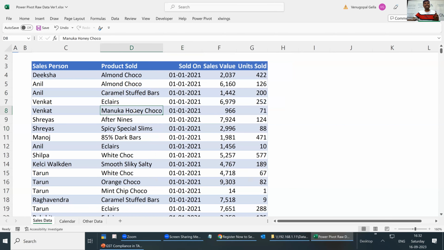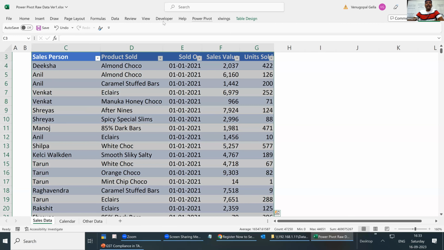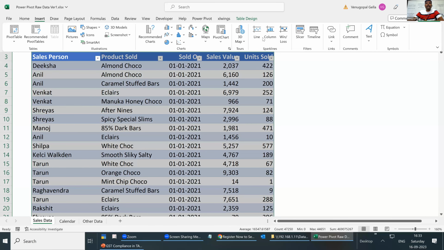So to have a slicer, first, either you need to have it as a pivot table or a table. It has to be in a table format. The shortcut to create a table is Control T. So select the data, it will automatically select the data by default, and you can say yes, Control T. And now you can go and insert the slicer.